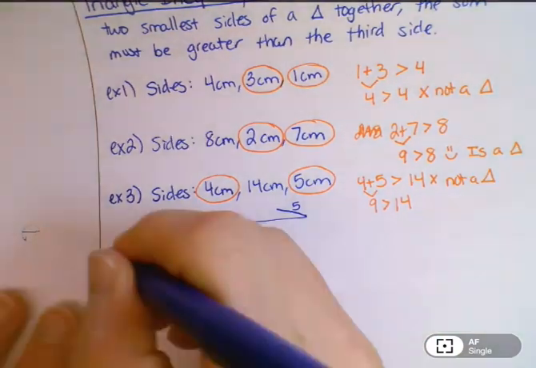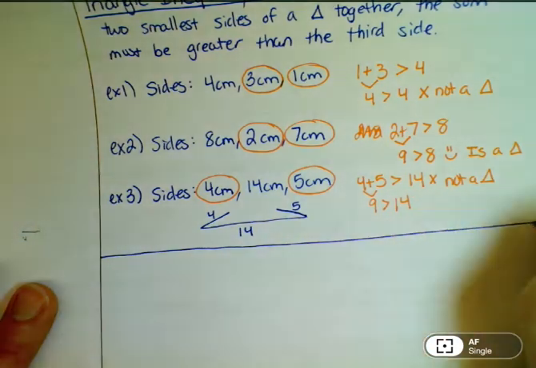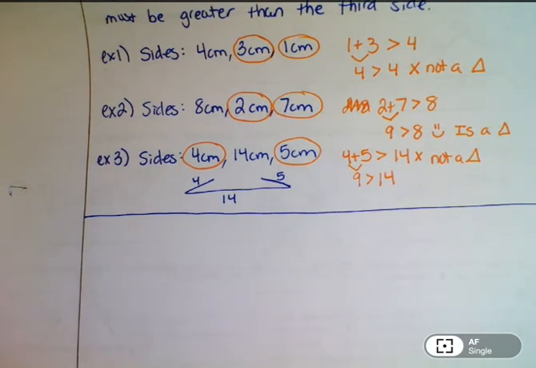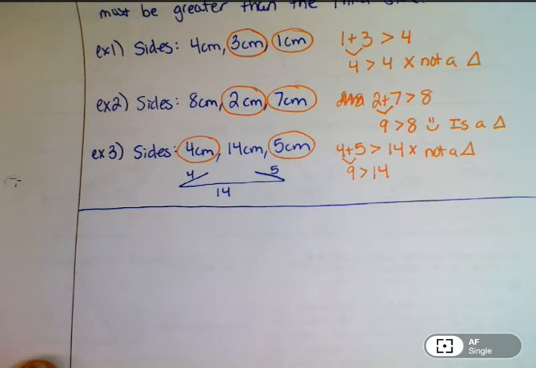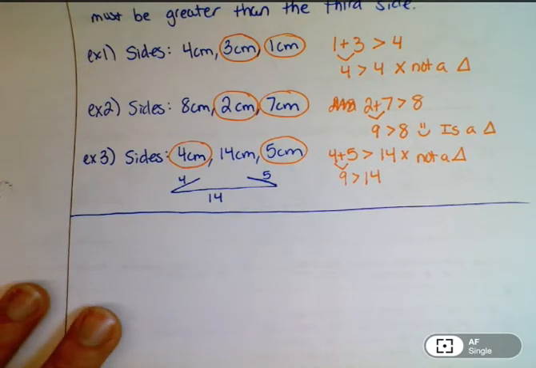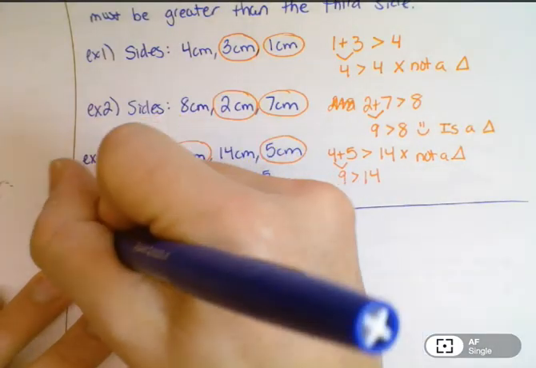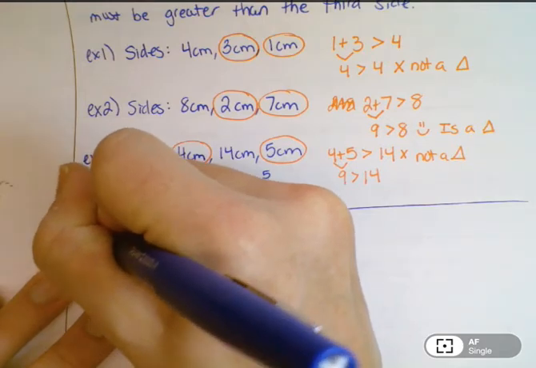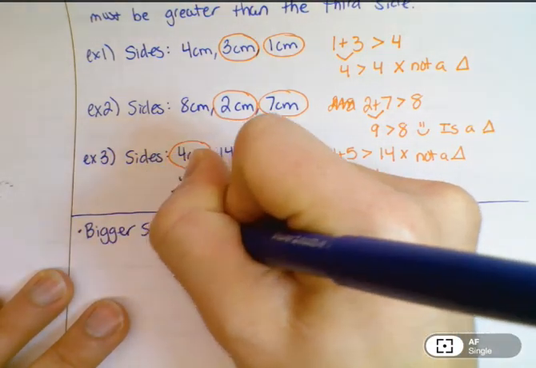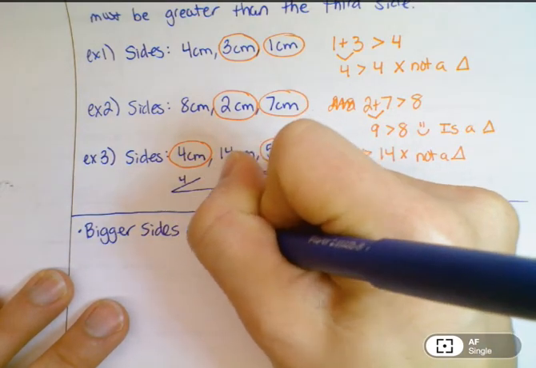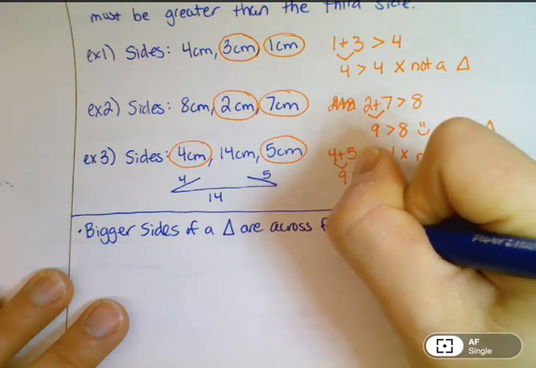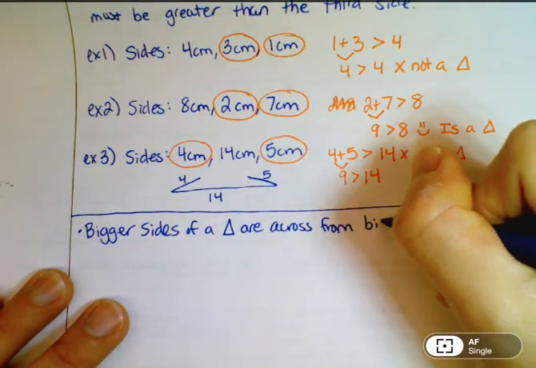Okay. So that's the triangle inequality theorem. The other part of this lesson involves putting sides and angles in order from least to greatest. And there's really just one important thing that you need to know. It's a theorem, but I'm going to phrase it in hopefully sort of an easy way. Bigger sides of a triangle are across from bigger angles.